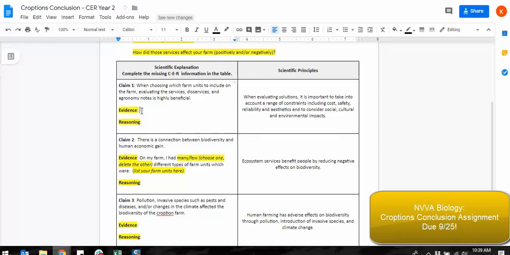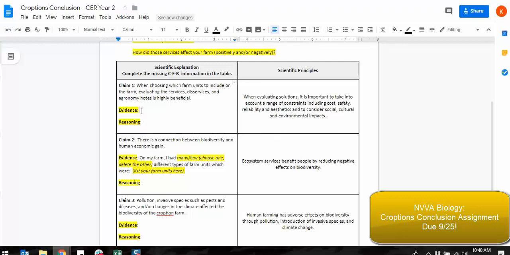I use this information about this crop. So for example, strawberries, I looked at the services, the disservices, and the ergonomy notes. I think one of the crops was resistant to drought. I used that because in year 1 I got hit with a drought, so I wanted to have crops in there that were not going to be affected by drought. And that could be your evidence in there.